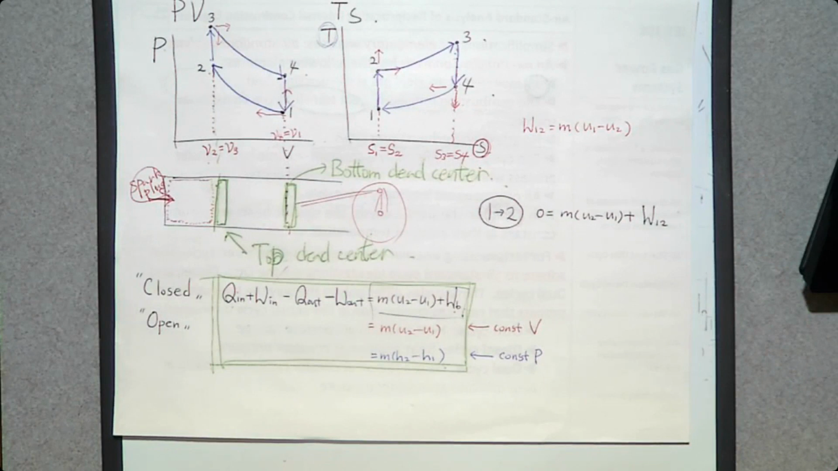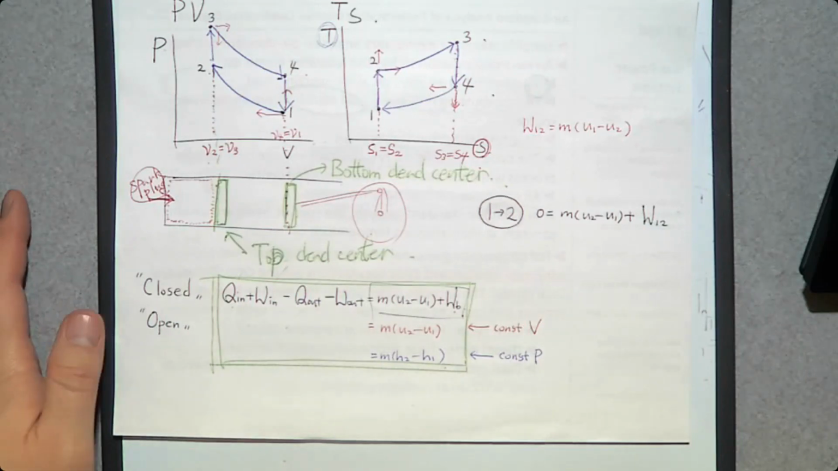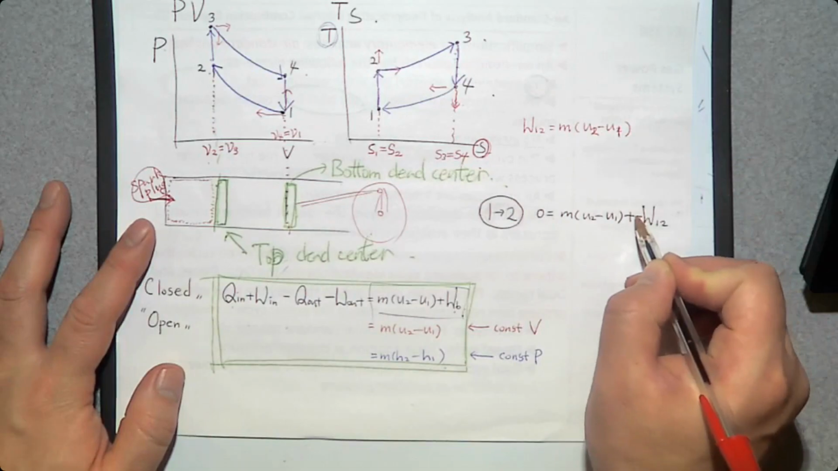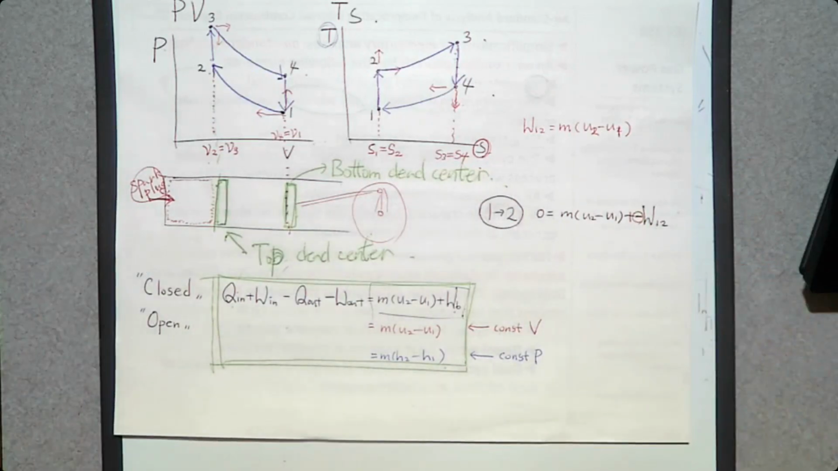Oh, there's one mistake that I made. It's a compression process. Therefore, it should have a negative sign, right? U2 minus U1, there should be a negative sign in front because it's a compression process. The moving boundary work is negative when it is a compression process, and positive when it is an expansion process.